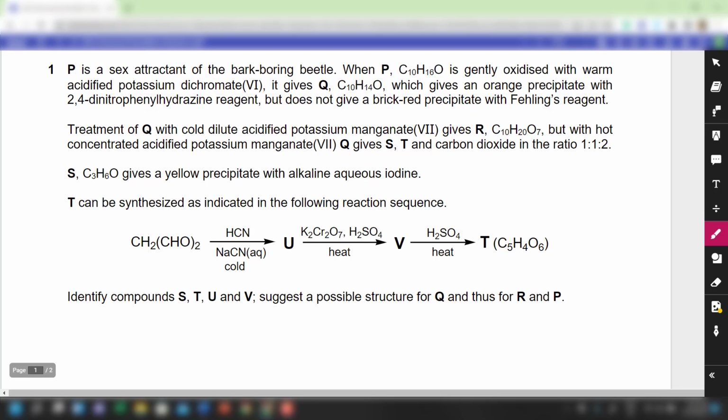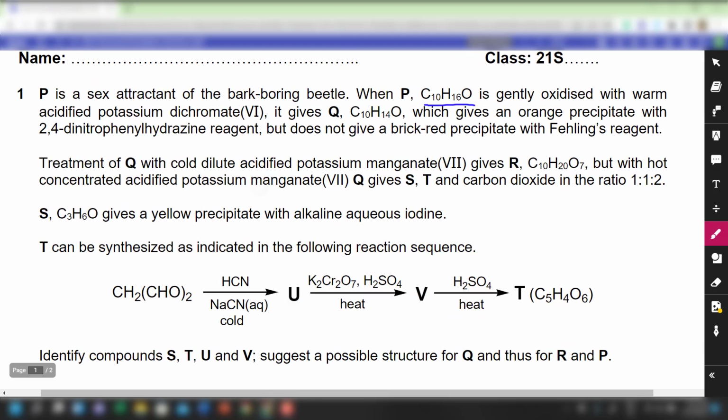Okay, so you have P, which is a sex attractant for the bark boring beetle. You were told that it has the molecular formula C10H16O. For this particular question, you notice that it is much shorter than the one you saw earlier for elucidation exercise 3. So I should be able to review it under 10 minutes.